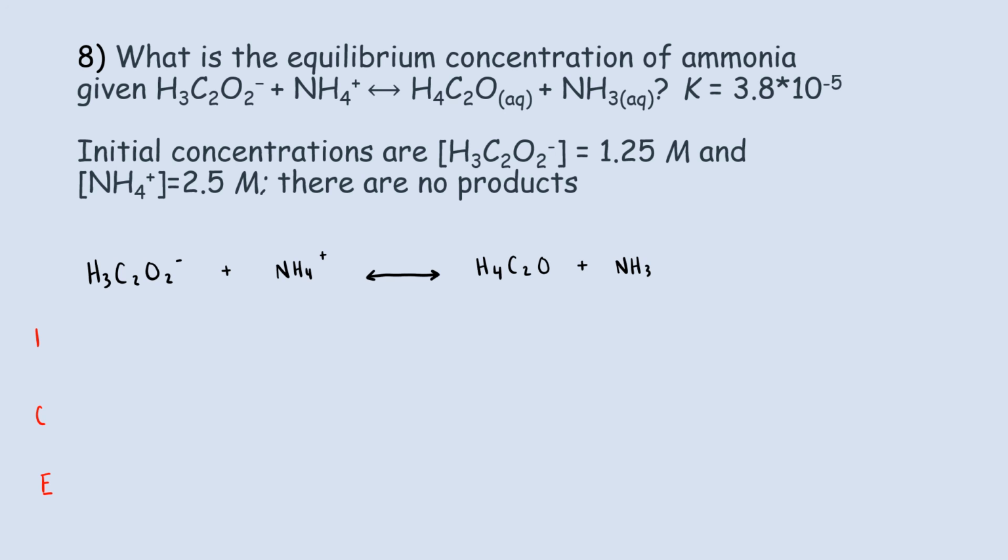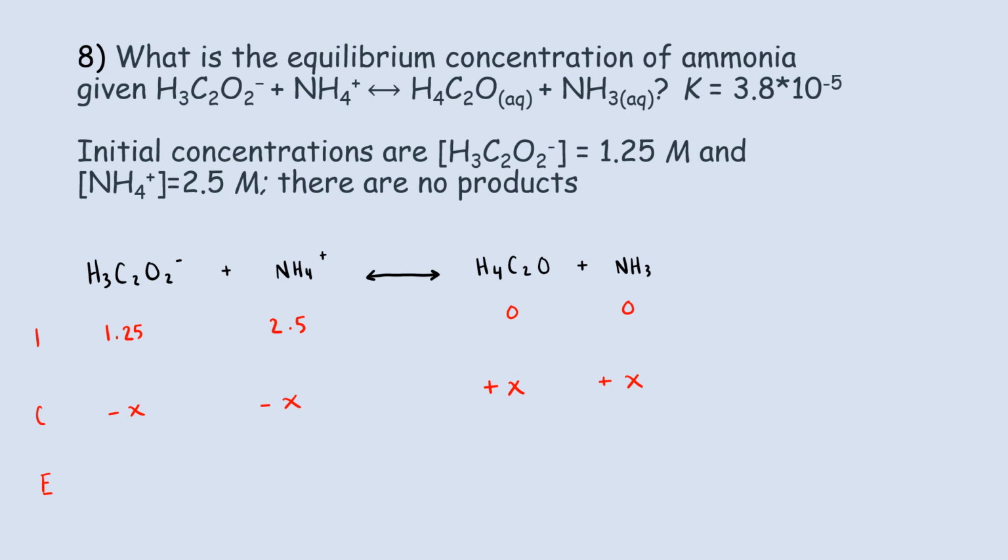Starting with our reactants, we are told the initial concentration of H3C2O2- is 1.25 molar. For ammonium, it's 2.5. And because there are no products, the initial concentration of both of these is going to be 0. Now, according to Le Chatelier's principle, if a reaction is in equilibrium and there are more reactants than products, like there is in this case, then the reaction is going to shift to the right and make products. So the change on the product side is going to be positive X, and on the reactant side it's going to be minus X.